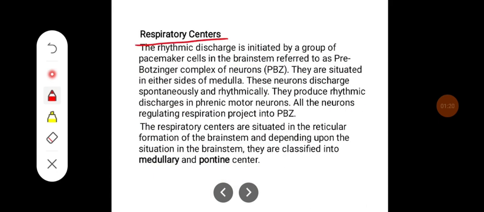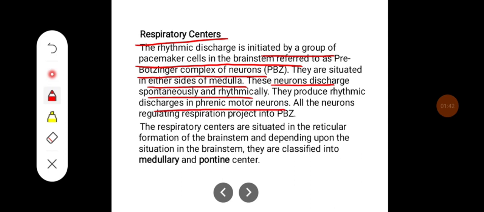Respiratory centers. The rhythmic discharge is initiated by a group of pacemaker cells in the brainstem referred to as the pre-Botzinger complex of neurons, PBZ. They are situated on either side of the medulla. These neurons discharge spontaneously and rhythmically. They produce rhythmic discharges in phrenic motor neurons. All the neurons regulating respiration project into PBZ.